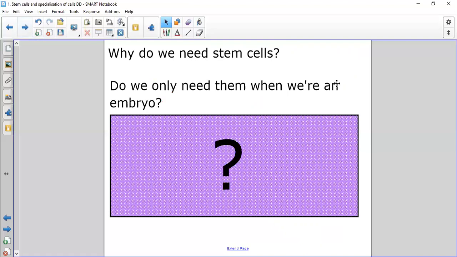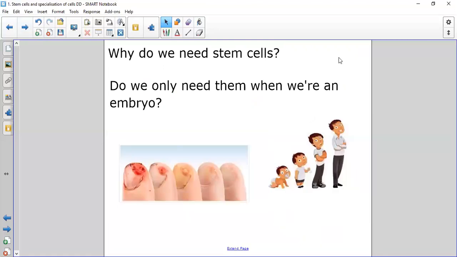Right, so why do we need stem cells then? Do we only need them when we're an embryo? Do we only need stem cells to exist when we are growing at the very start inside the uterus? And there's some pictures to help you think what's going on in this. So this is obviously taking a long time.